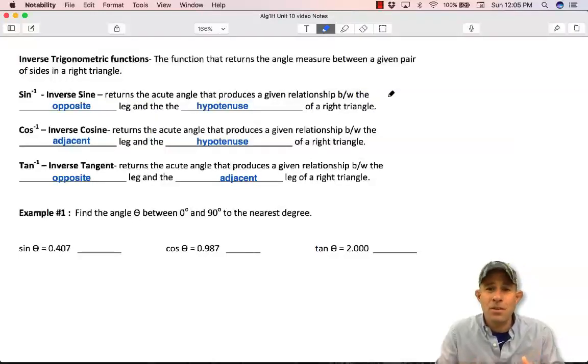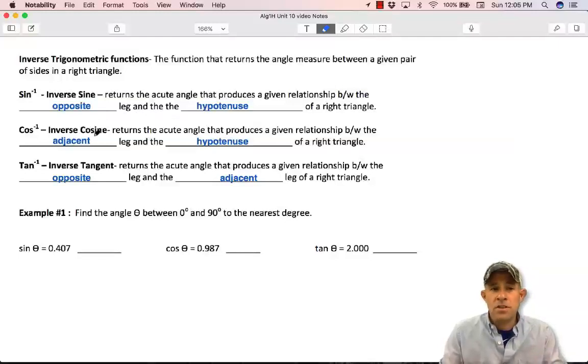Recall yesterday we took a look at the three trig ratios, sine, cosine, and tangent. And we said that those trig ratios compare two sides of a right triangle based off a particular acute angle in that right triangle. Well, today we're going to take a look at the inverse trig functions, which return the measure of an acute angle based off a pair of sides from that right triangle.